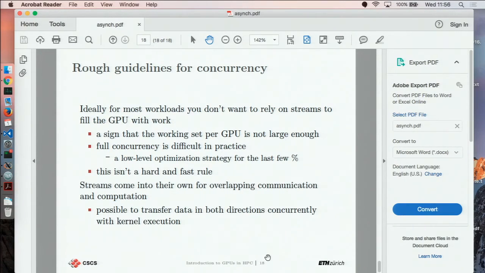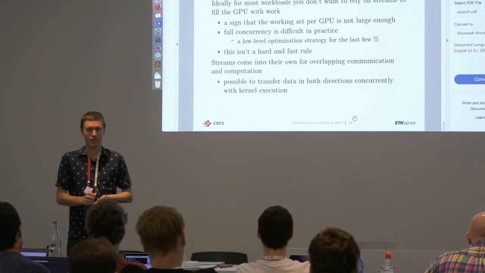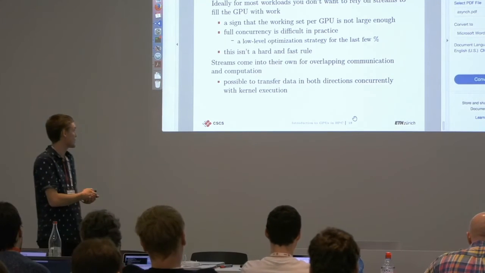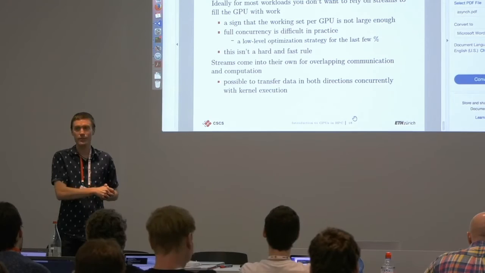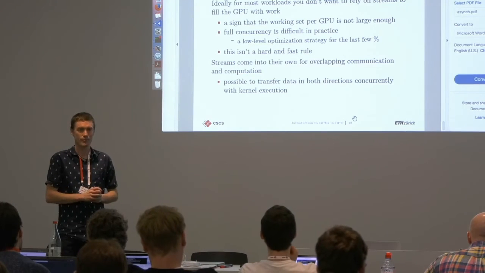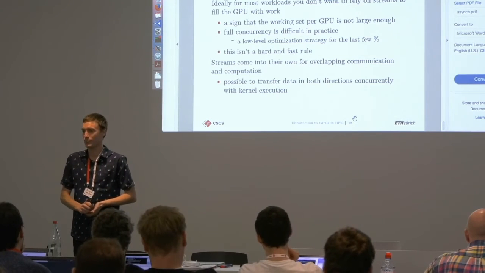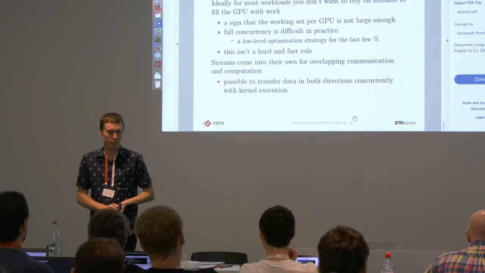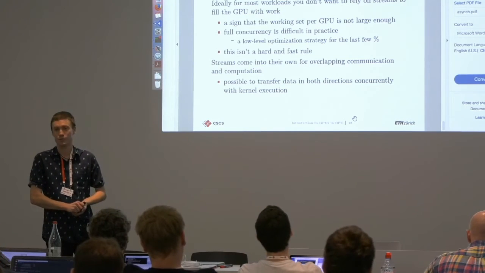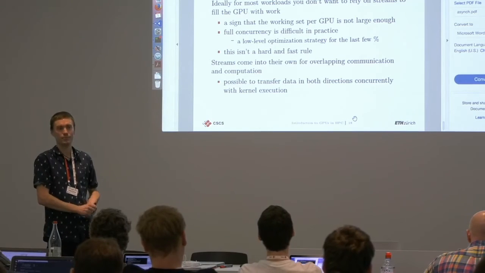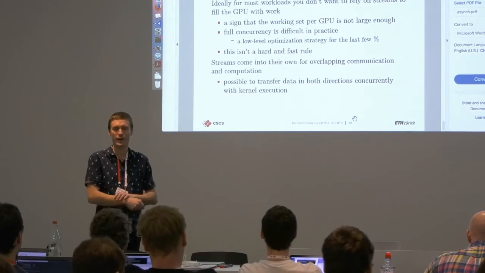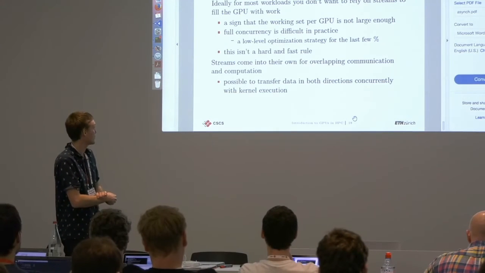Getting full concurrency, getting a fully occupied GPU all the time, is difficult. It's a low-level optimization strategy for the last few percent. But this isn't a hard and fast rule. There are lots of workloads where you really do have to pursue this strategy. Where streams really are very useful and really come into their own, and you should use them aggressively, is for overlapping communication and computation. So copying from host to device and the other way, from device to host, whilst you're doing computation. These are the much more common and obvious sort of optimization that you can do with streams.